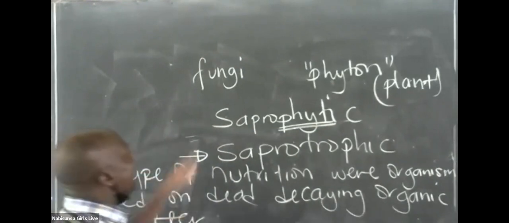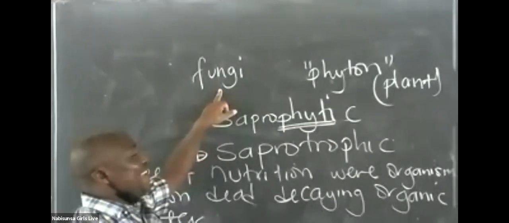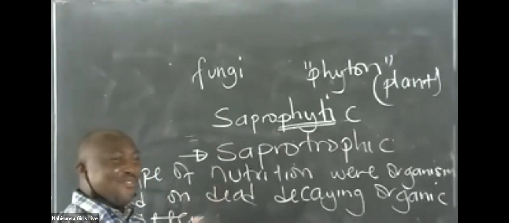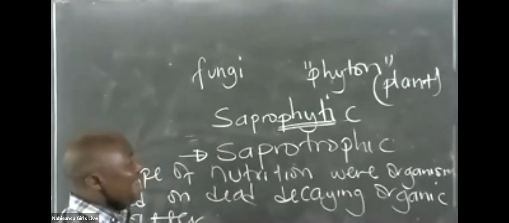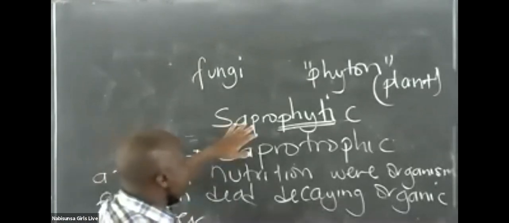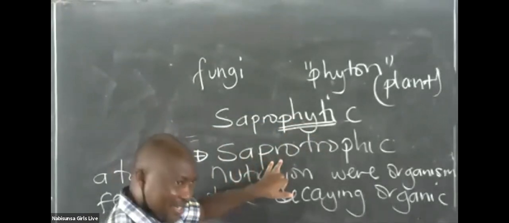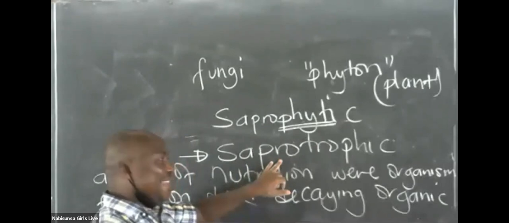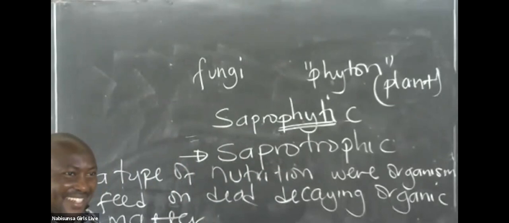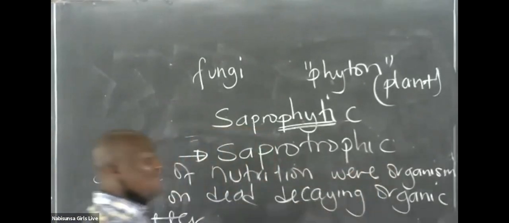And before, fungi were being put under the plant kingdom. So they were just saying the type of nutrition where some plants feed on decaying organic matter. But as per now, we know they are not plants. I can use either saprophytic or saprotrophic, but I think the best as per now is saprotrophic.